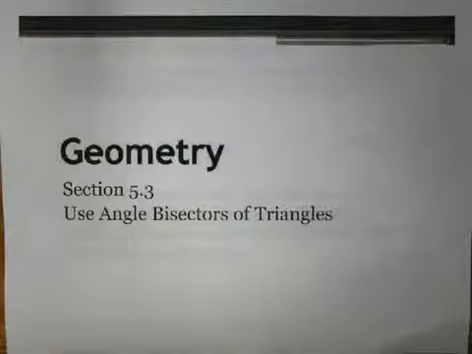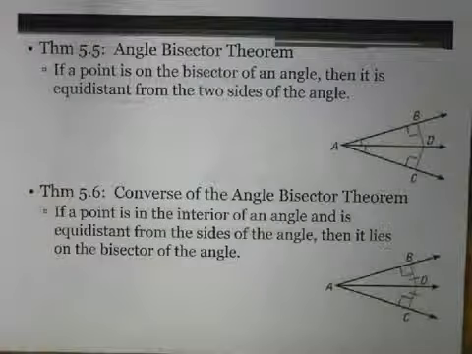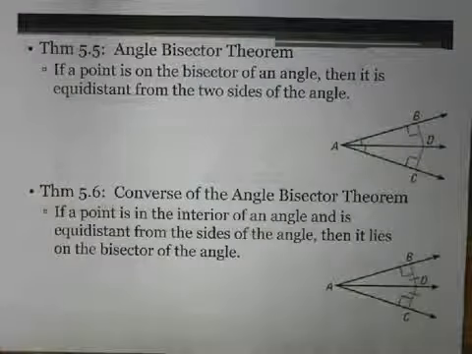For this section, we're looking at angle bisectors of triangles. This comes from section 5.3 in our book. We start off the section with our first theorem, which is the angle bisector theorem.